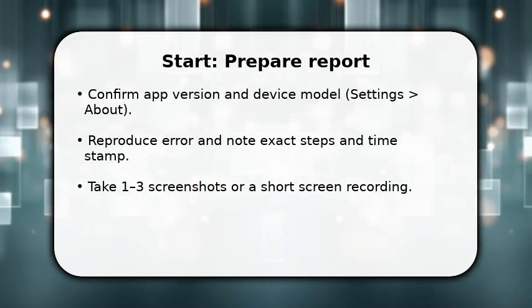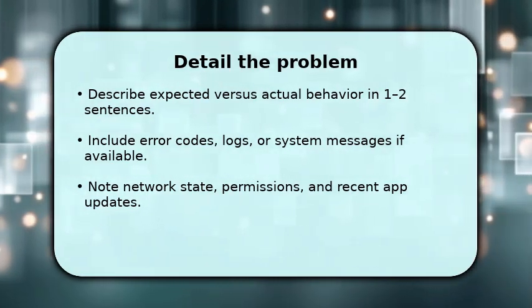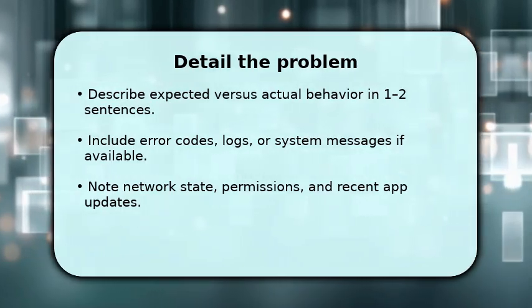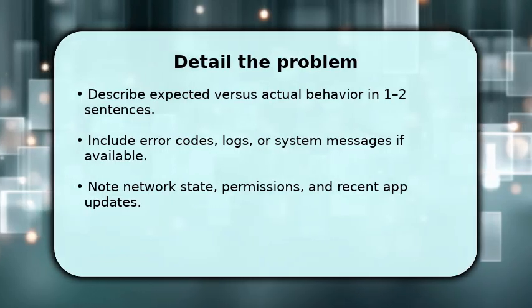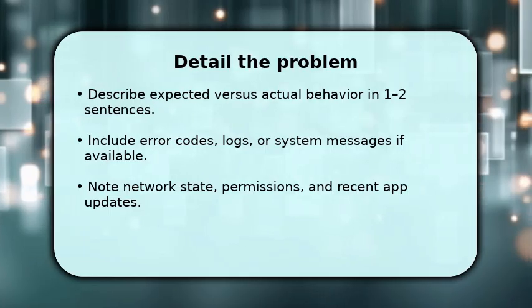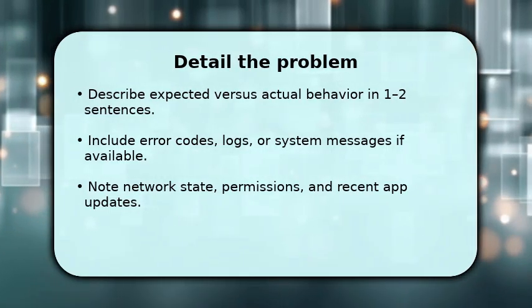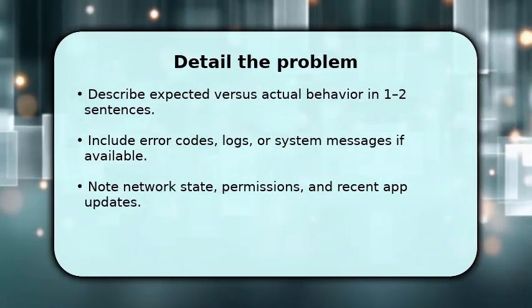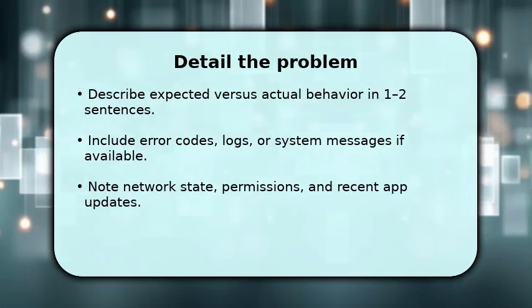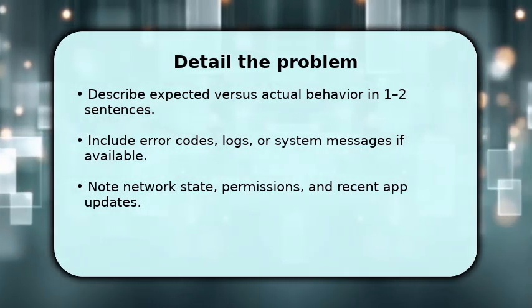Now you provide precise details so engineers can reproduce and diagnose. Start with a concise statement, what you expected versus what actually happened, because that clarifies the bug's impact. Then add any visible error codes, log snippets, or system messages. These often point directly to the failing component. Also record network state, permission settings, and whether the app was recently updated, since environmental factors matter. Once these elements are combined, your report will be actionable.